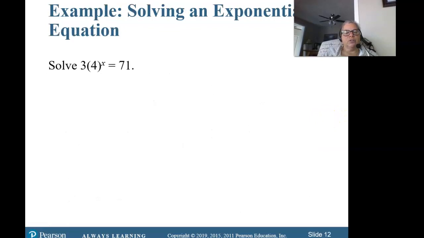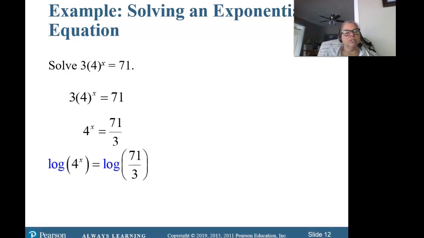Let's solve an exponential equation. 3 times 4 to the x equals 71. Our goal, x by itself. First, divide by 3. Now, x is in the exponent, so we know that we're going to have to hit it with a logarithm. So we logarithm each side, and you can see that we have log 4 to the x equals log of 71 divided by 3.